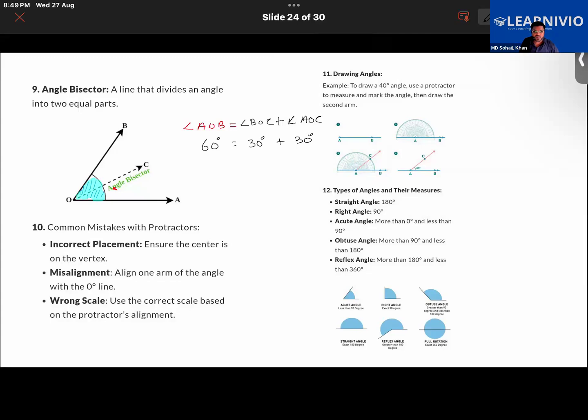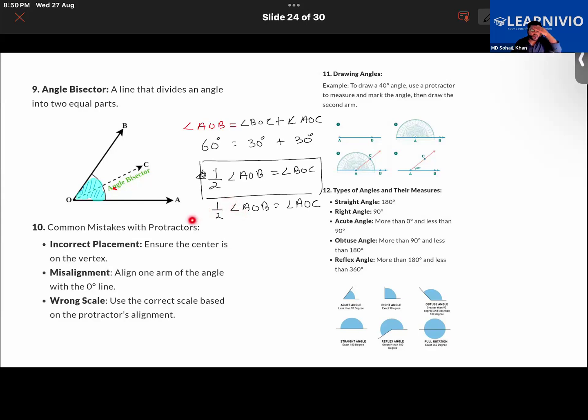Then we may also write down half of angle AOB. What does it mean? Half of angle AOB will be equal to angle BOC. Can we write it like this? And we may also write that half of angle AOB will be equal to angle AOC also. It's the same thing, but we have written it mathematically.